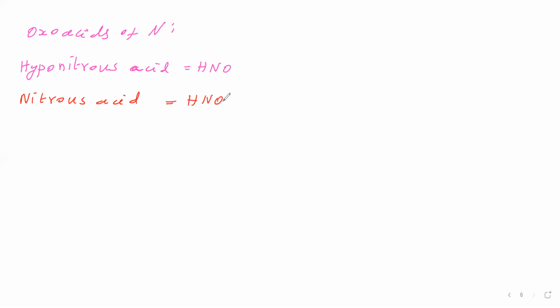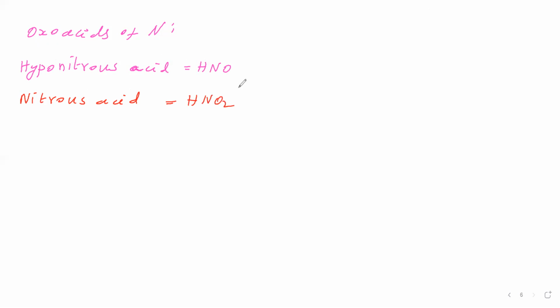That we can say. So the first one is called hyponitrous acid, which has the formula HNO. Then we will say nitrous acid; the hypo word we will remove. Nitrous acid: you add one oxygen, you will get HNO2.